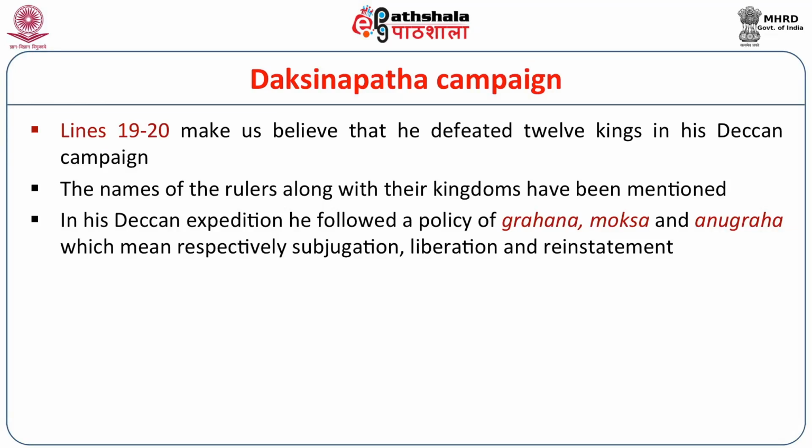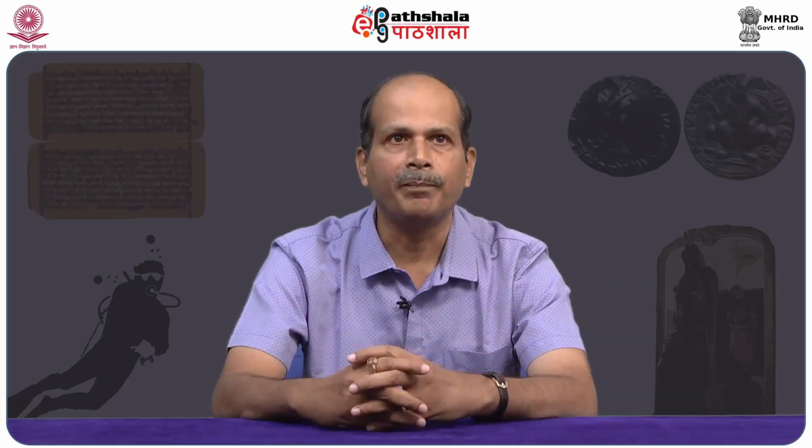These are the 3 policies which were followed by the king while defeating the rulers in his Deccan campaign or Dakshinapatha campaign. Grahana means subjugation, Moksha means liberation, and Anugraha means reinstatement. So after subjugating the rulers, the king liberated them and reinstated them in their respective kingdoms.